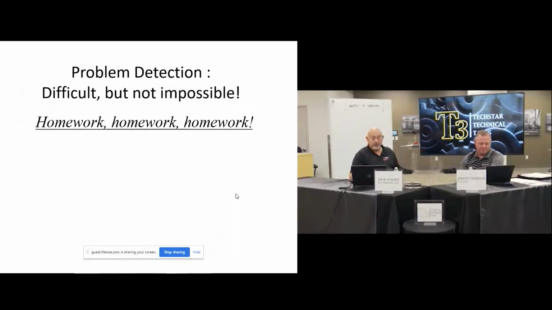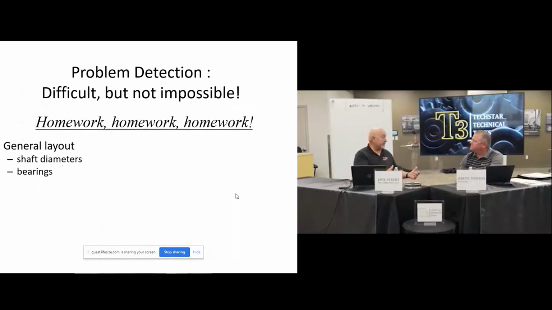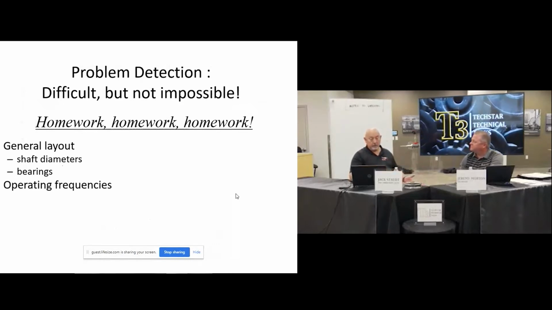So we want to do our homework before we start a program. We want to go in and look at the general layout of the machine. We've got motor, gearbox, pump. We want to know what the components are. What are the shaft diameters? What type of bearings are in that machine, the operating frequencies. If we're going to build a database, we need to get all this information and build it in for each machine. Then we can keep a history of it.